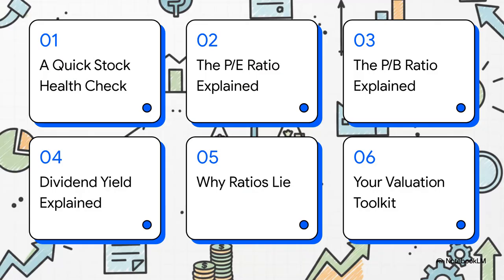All right, so here's our game plan. We're going to start by decoding three of the most common metrics out there: the PE ratio, the PB ratio, and the dividend yield. Then, and this is super important, we're going to have a reality check about why these numbers can sometimes mislead you. And finally, we'll pull it all together into a practical toolkit you can actually start using.